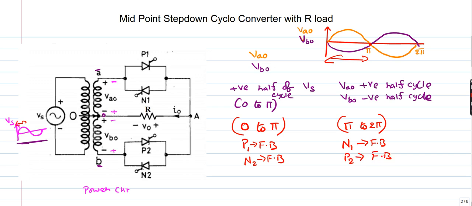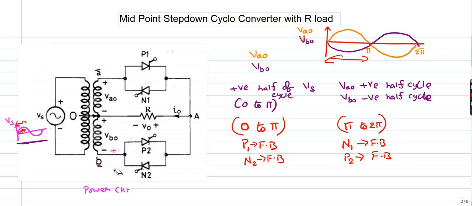So simply this is my conclusion. During positive half cycle of the supply, P1 from the top group and N2 from the bottom group will be in forward blocking mode. So P1 and N2 will be in forward blocking mode. During negative half cycle of the source voltage, N1 and P2 will be in forward blocking mode. So this is one conclusion.